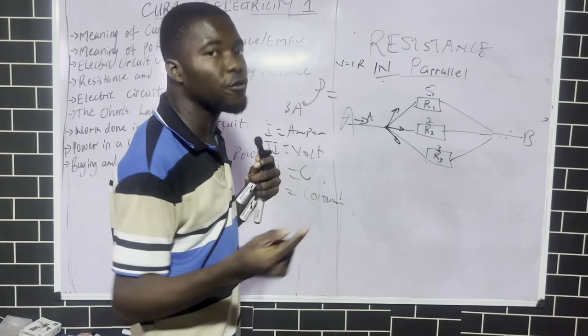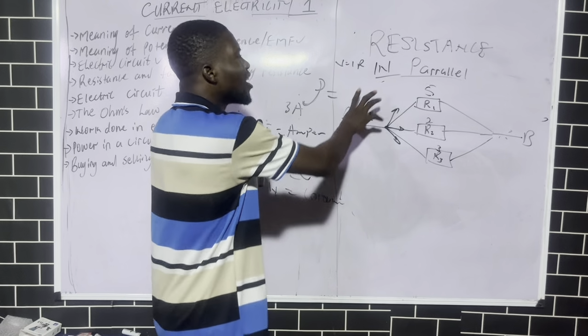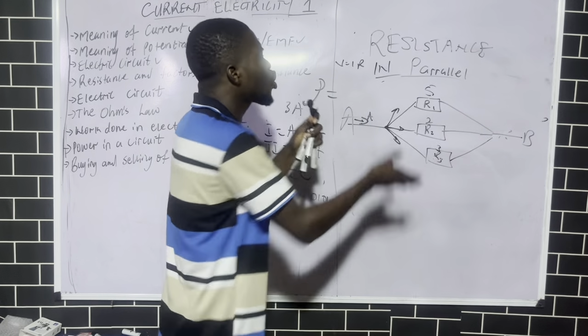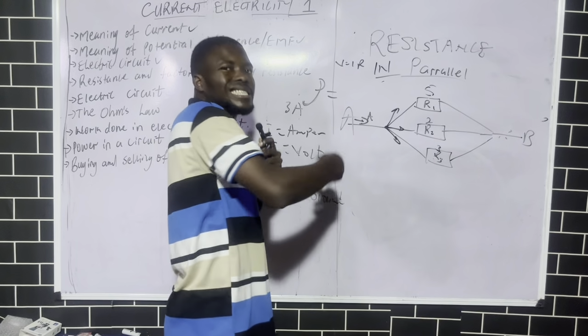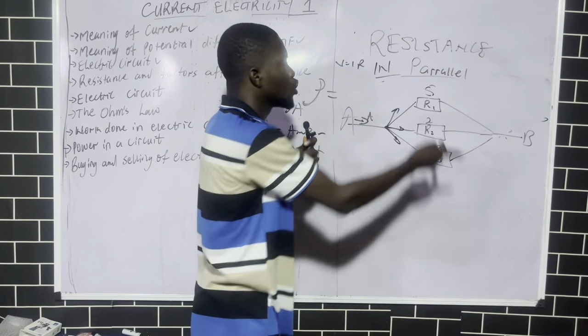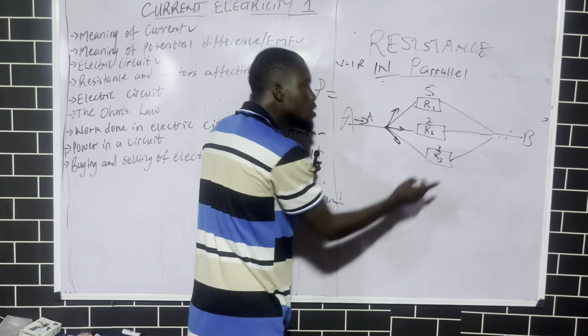Now you will understand. From this, you will understand that for resistance in parallel, it is not the same current that flows through them. The current differs. Unlike resistance in series, for those in parallel, the current differs. This one carries a separate current: the lowest current, the highest current, and the medium current.